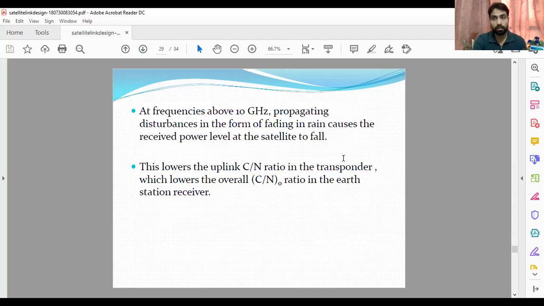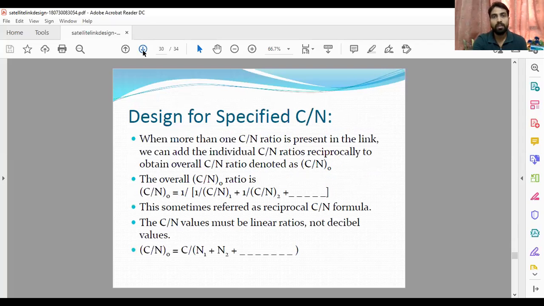What is the frequency? We already talked about it in the previous lectures. We went through what the application frequency is and what the losses are. So we talked about basically all these losses. The uplink C/N ratio is the transponder's, which lowers the overall C/N ratio in the earth station receiver. This is exactly the meaning. So looking at the design, what kind of values you're looking for, you have to find out this C/N ratio.